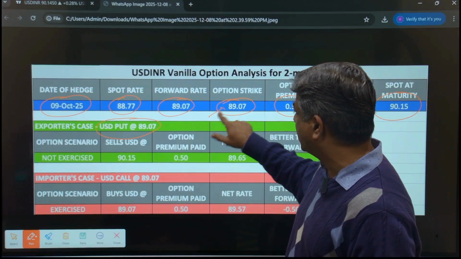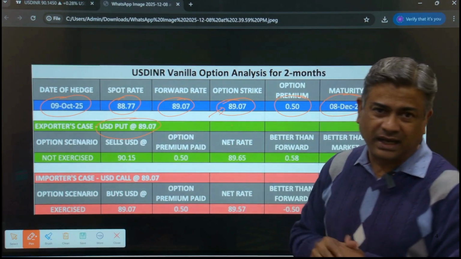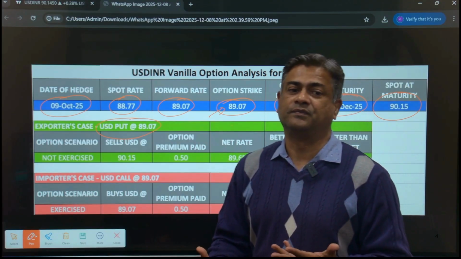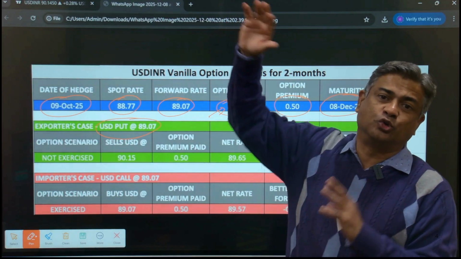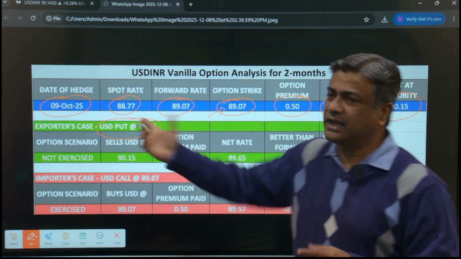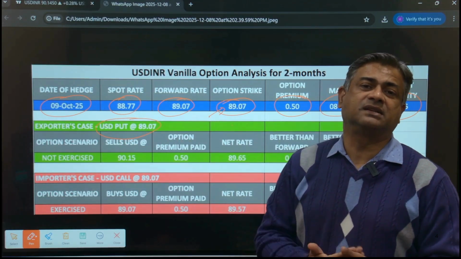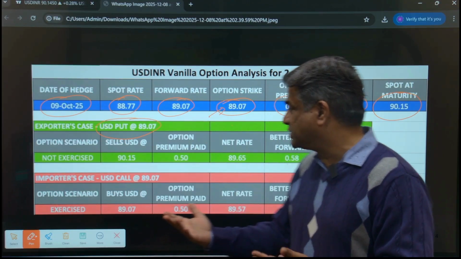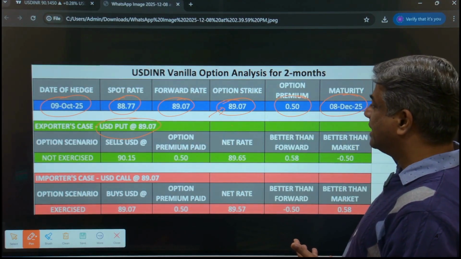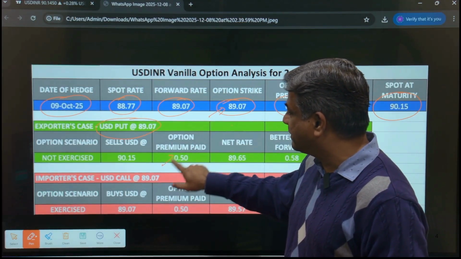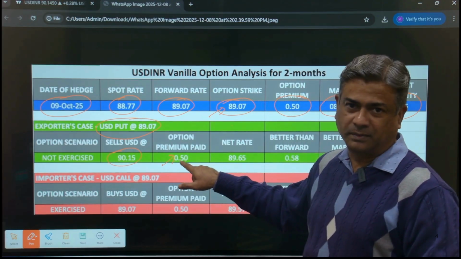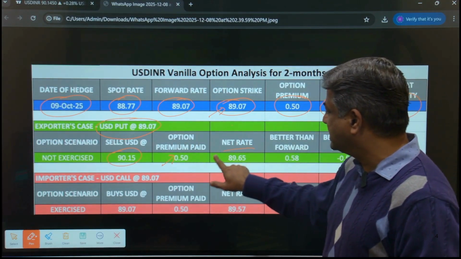If the spot is at 90.50, remember I have taken a put at the forward rate. So this is the forward rate. I have taken a put at 89.07 and I have paid a premium of 50 paisa. Now since the market has gone to 90 plus, I will not exercise my option. I will just let it expire. Since I have not exercised the option, I get the market rate, but I have paid the 50 paisa premium. So my net rate is 89.65.